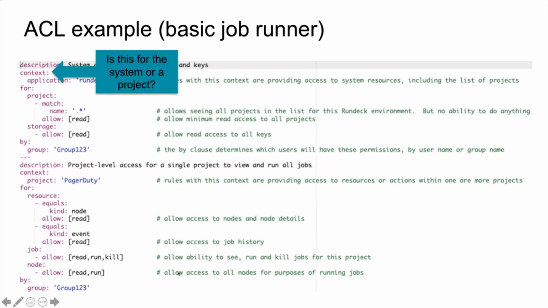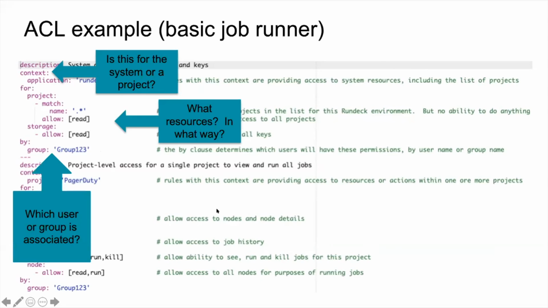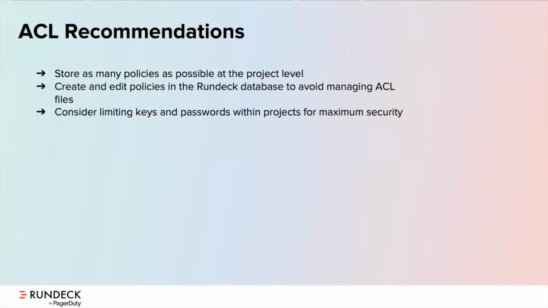Let's see. So again, context: is this for the system, meaning it's a global rule, or is it for our projects? Then what are the resources that we're allowing or denying access to, and in what way are they going to be used? Is this read, is this run, etc.? And then lastly, which user or group is this rule associated with? So I've got two different rules, each of which has a couple clauses in them to complete this overall policy. So I wanted to make a couple of recommendations.